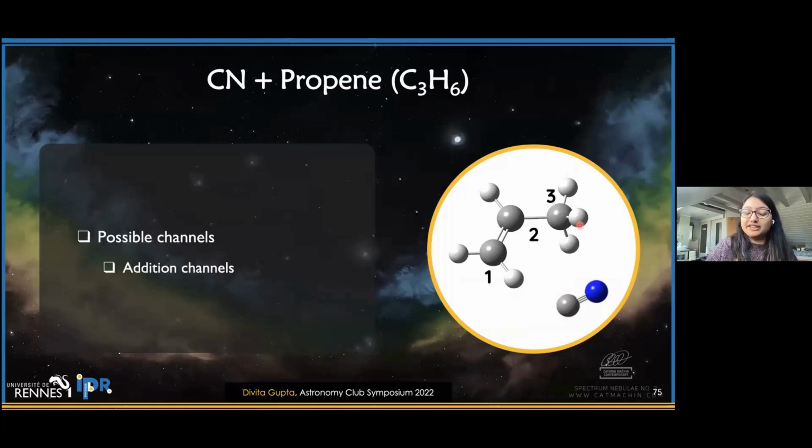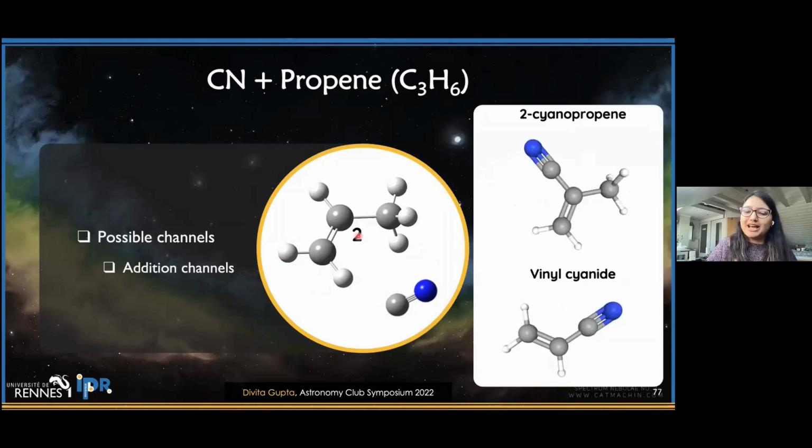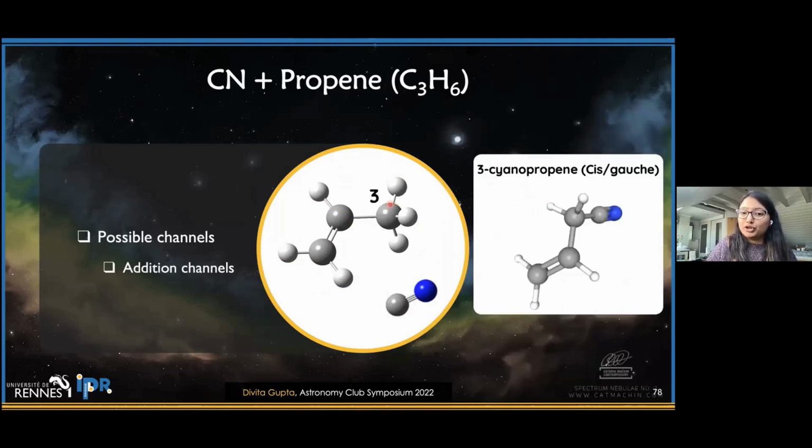So one of the possible channels are addition channels, where you have the CN radical, which can add on to any of these carbons, the first, the second, and the third, and then any of these hydrogen atoms basically can leave, okay? So if this CN attacks the first carbon over here, either this hydrogen or this hydrogen can leave, and you will have these two isomers, trans and cis. Or you can have an attack on the second carbon, then either your hydrogen over here can leave, forming this 2-cyanopropene isomer, or your methyl group can leave, forming the vinyl cyanide product. What you can also have is an attack on the third carbon, and in this case, you will have two conformers, cis and gauche, for the 3-cyanopropene.